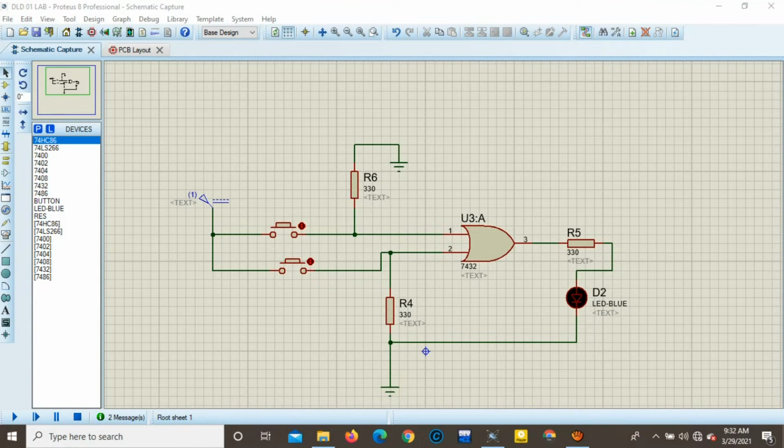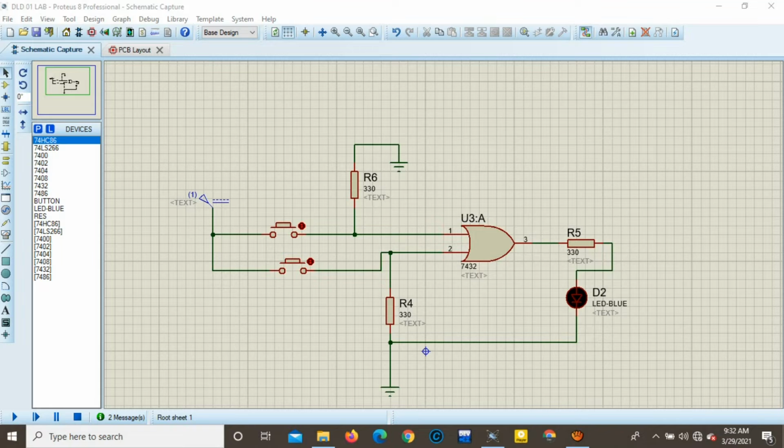ground. So the verification of truth table of OR gate is that it gives its output 1, or we can say that bulb is on when any input is 1. The output is 0 only when both the switches are 0. Here in this case, both switches are off, or we can say 0 input, so the output will be 0. No bulb is on.